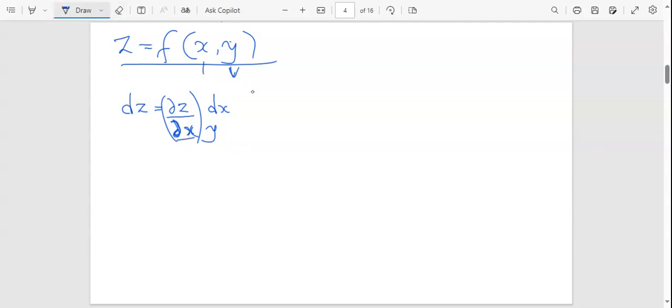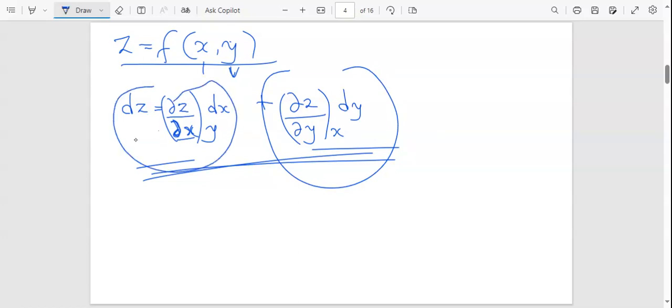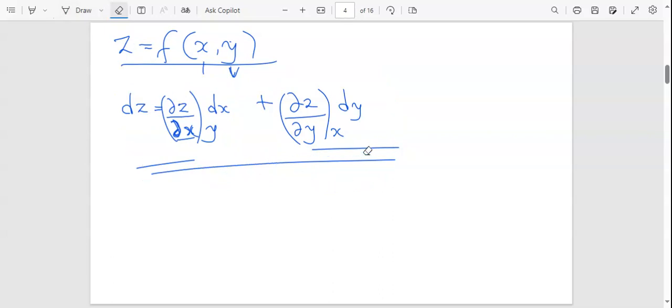Then plus again, I'll write the partial derivative of the same z, but in this case we get the partial change in y. From there, I'll keep x constant. I'll hold x, and I'm interested in dy. So this is what we call the complete derivative of a function. This is a partial, and this is also a partial. Both are making what we call the complete derivative. Hope that is clear.